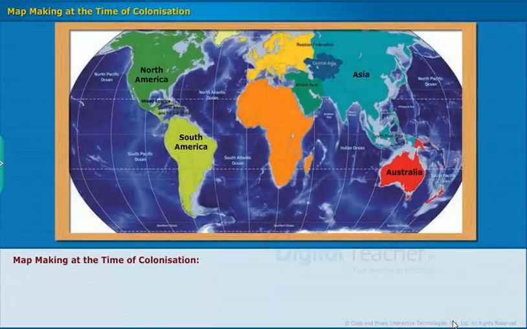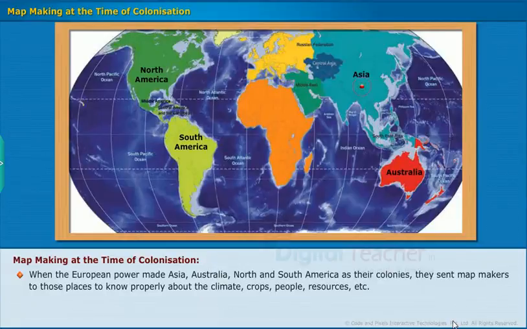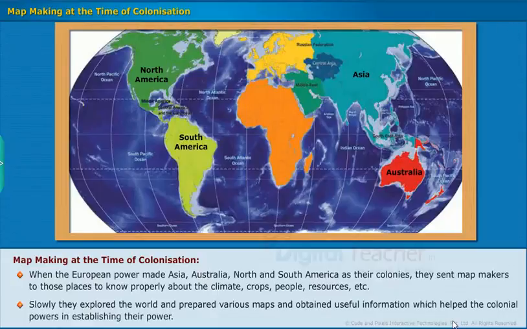Now, let us look at the topic map making at the time of colonization. When the European powers made Asia, Australia, North and South America their colonies, they sent map makers to those places to know properly about the climate, crops, people, resources, etc. Slowly, they explored the world and prepared various maps and obtained useful information which helped the colonial powers in establishing their power.